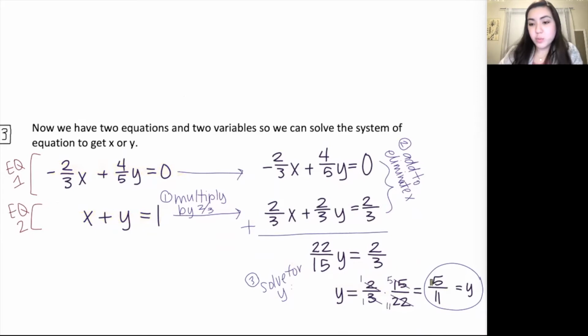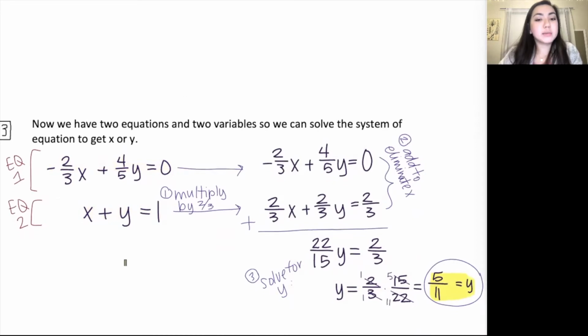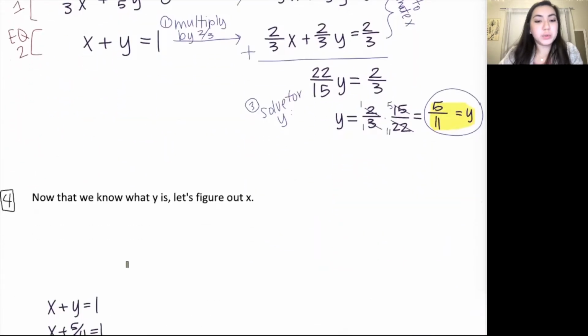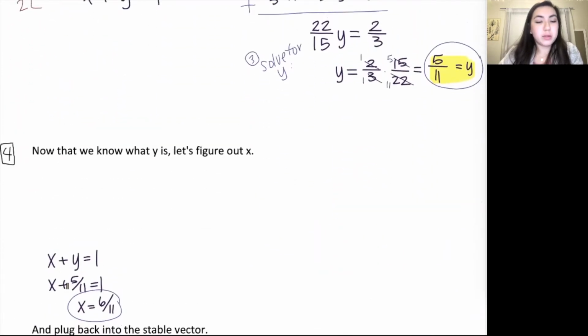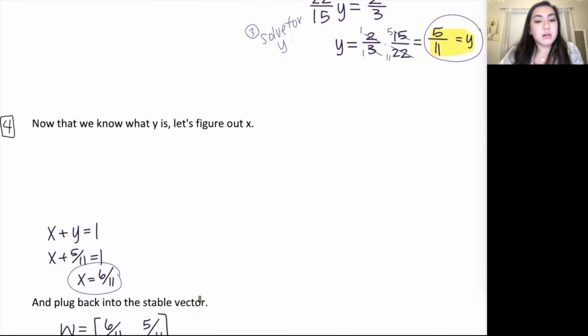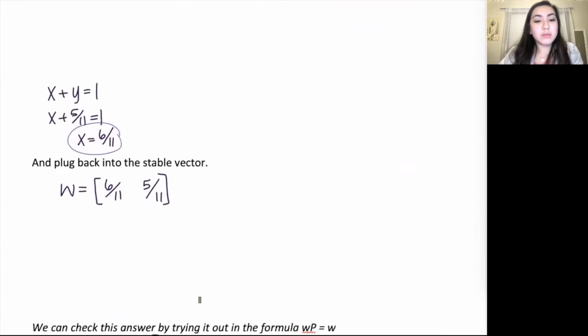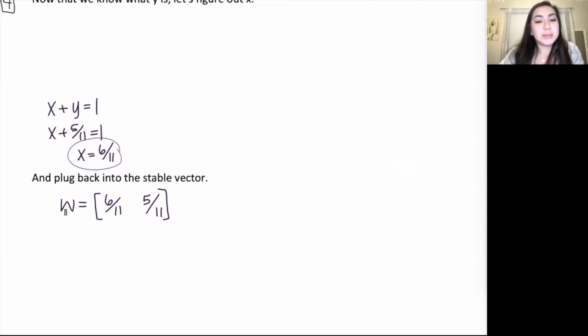So now we have what y is down here. And from there we can figure out x by plugging it into one of our equations. I plugged it into x plus y equals 1, so x plus 5/11 equals 1, leaving x to be 6/11. And now I can finally plug it back into our stable vector. So W is going to be equal to 6/11, the x, and 5/11, the y. So this is our stable vector for the transition matrix that we were given in the very beginning.